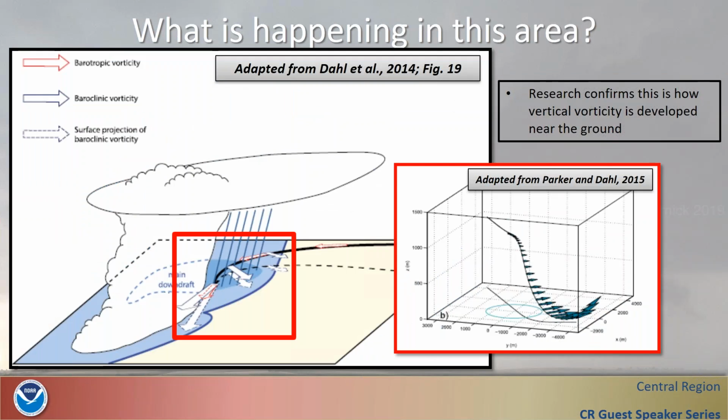And here's kind of a look at that a little further along, as Parker and Dahl took that research a step further to show that in a 3D sense. The critical part here is that as the vorticity is nearing the ground and really making that turn under the low-level mesocyclone, that's where the conversion happens to streamwise vorticity.